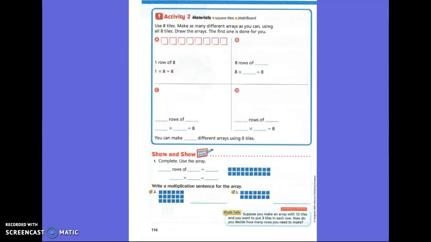Activity 2. Use 8 tiles to make as many different arrays as you can using all 8 tiles. An array, guys, goes in rows and columns, and you have to have the same amount in each. They showed you the first way to make it. You can only draw 8 tiles. You cannot draw any more and you cannot draw any less. You always have to have 8 squares. They did the first one for you. They made 8 squares right here.